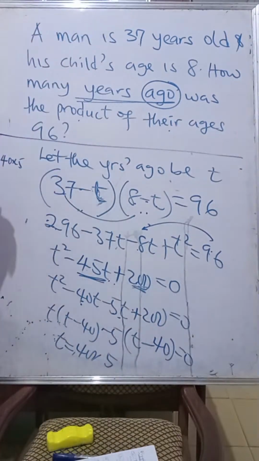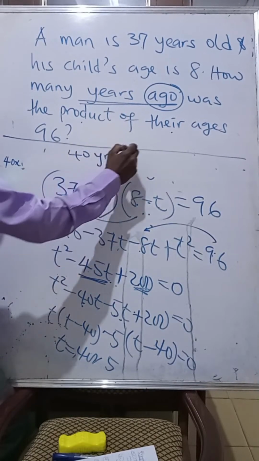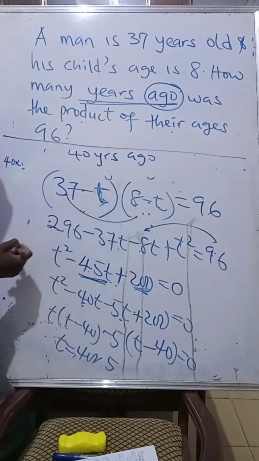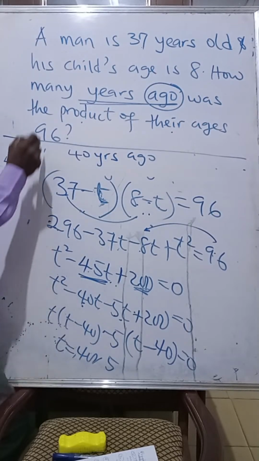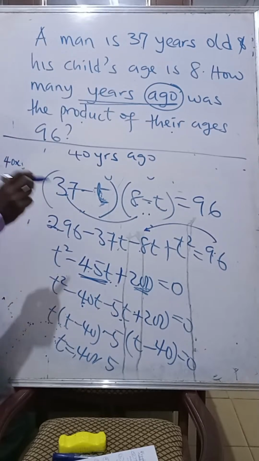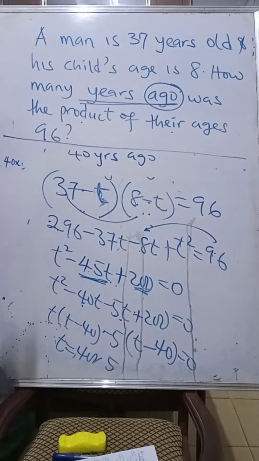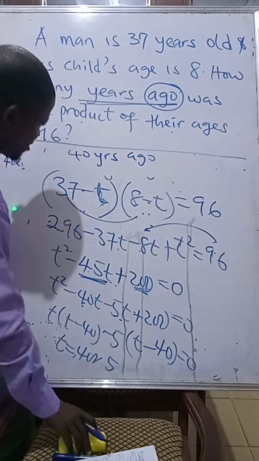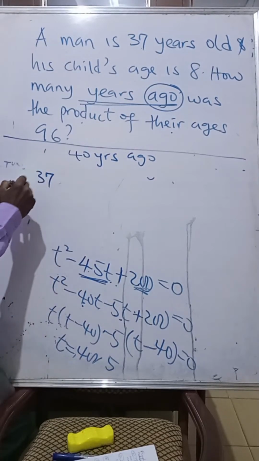So let's now make a statement. 40 years ago, the product of their ages was 96, or 5 years ago, the product of their ages is 96. And I'm going to confirm that for us. That'll be 37 if it's 5 years. 37 minus 40.